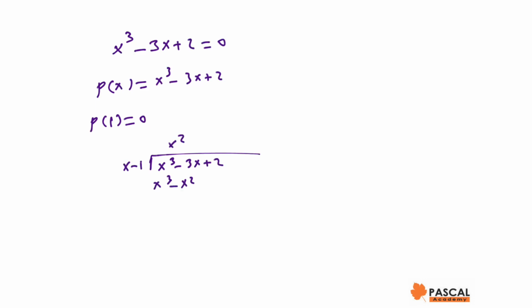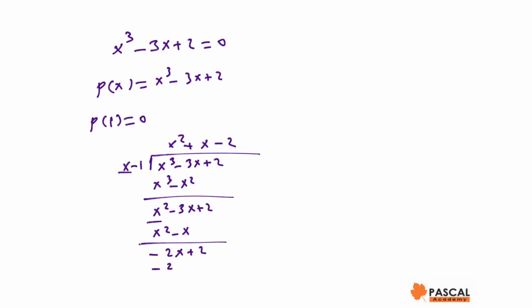x^3 - x^2. If I multiply x^2 by x - 1, I get x^3 - x^2. Subtracting, we have x^2 - 3x + 2. x^2 divided by x is x. x^2 - x. If we subtract, we have -2x + 2. Then -2x + 2 gives 0. Therefore, the equation can be written as (x - 1) times (x^2 + x - 2) = 0.